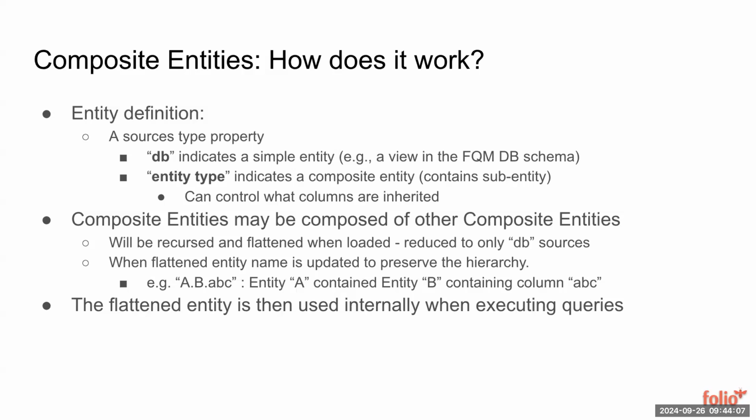So you can go crazy with that probably, but ultimately, when we process these to run them, they need to be flattened. We need to have essentially simple DB sources at the very bottom so that we have something that is executable in an efficient manner. In the flattening process, though, we do preserve the hierarchy. So as an example, if you had entity A that is containing entity B and referring to column ABC, the name of the flattened entity would essentially be that segmented version, which preserves the information as to what was originally intended before it was flattened.